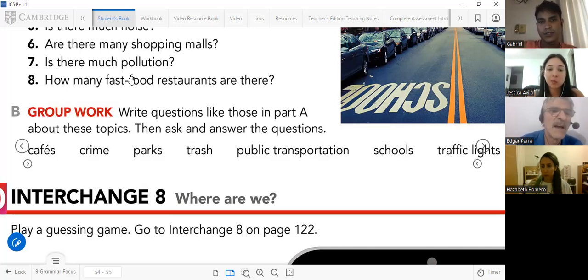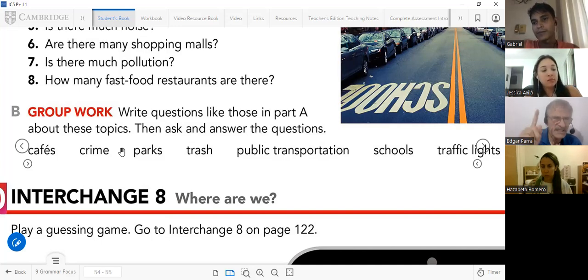How much crime is there in your neighborhood? Well, I would consider there is a little crime, not so much. This neighborhood is safe. It's safe, the same as in La Calma. La Calma is safe. Probably La Calma is safer than Las Águilas, right?